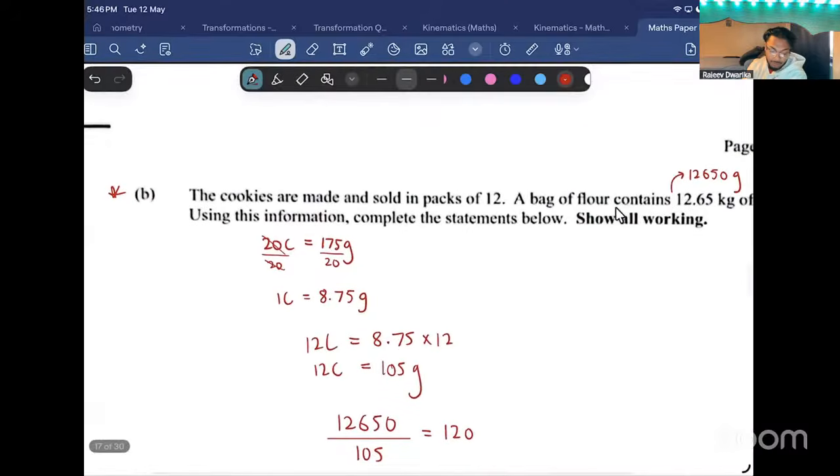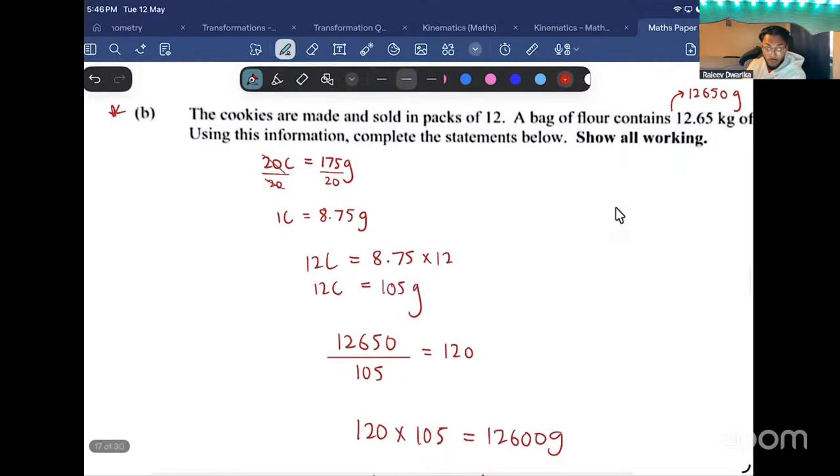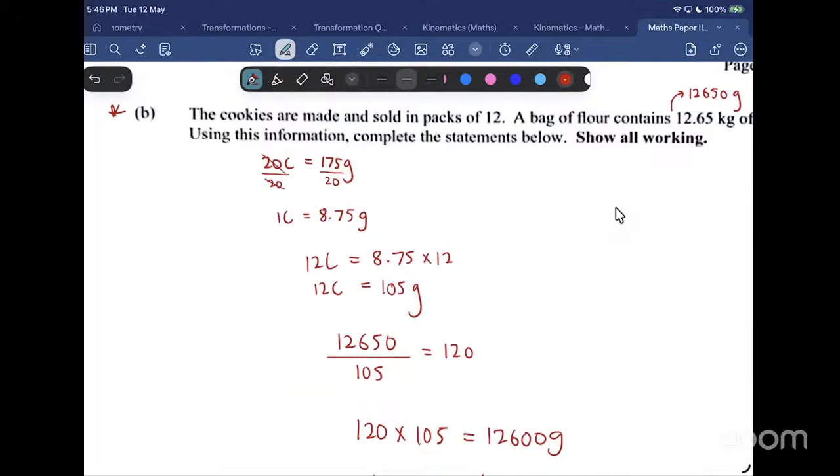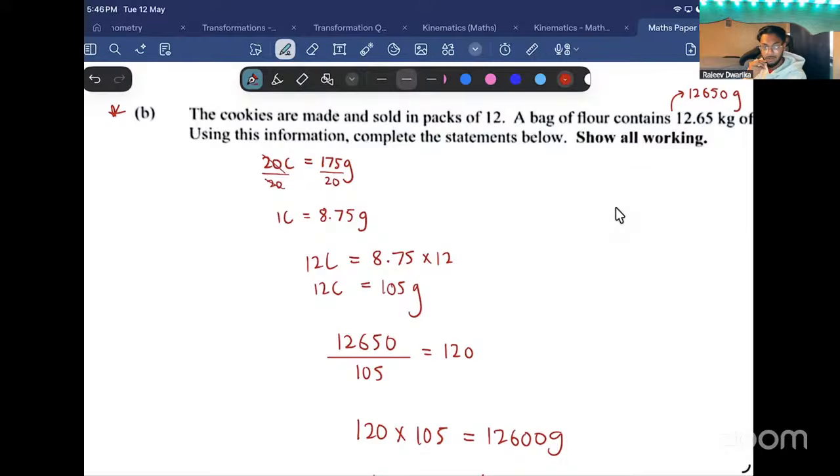Quickly, we could have figured out how much one cookie would take, because 20 cookies took 175 grams. One cookie took 8.75 grams. We have to group it in packs of 12, so you find how much 12 cookies would take: 105 grams. So how much flour are you using for one pack? 105, right? So 105 represents the amount of flour in one pack.